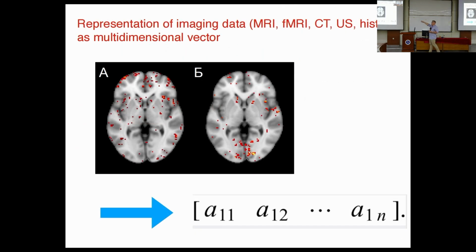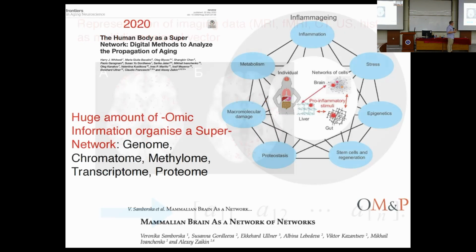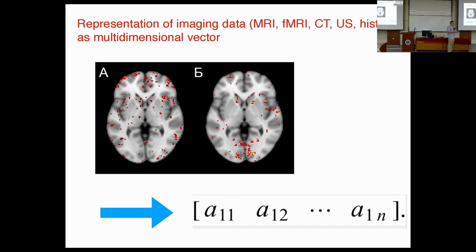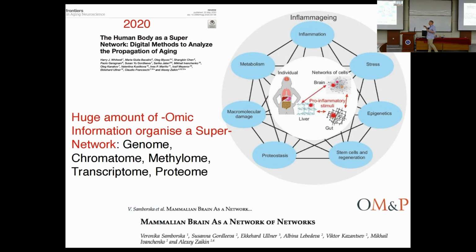And additionally, we have, of course, images like MRI, fMRI, computer tomography, ultrasound, or histopathological microscopic images. And of course, you know that any image can be represented in the form of a very high-dimensional vector. But what's important is that these numbers are linked in networks. Inside each cell, for example, on the level of the genome, we have transcriptomic regulation, so all genes are organized in a gene-regulating network. And all these networks have some intellectual abilities.